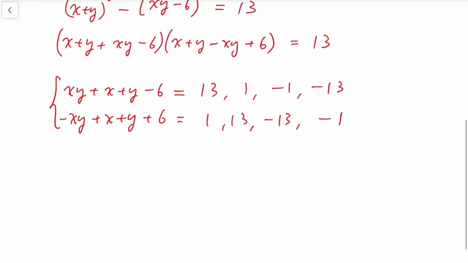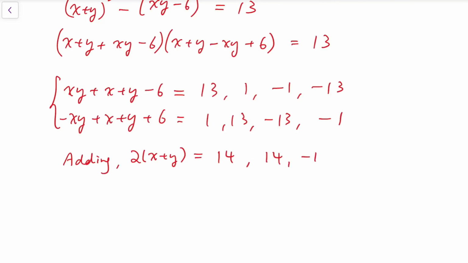To solve this in a quicker way, you don't have to solve them individually. You can just try to add or subtract the equations. If you add, then you will have 2 times (x + y) is 24, sorry, not 24, but 14. Or -14. Then you can divide both sides by 2. And you have plus or minus 7.